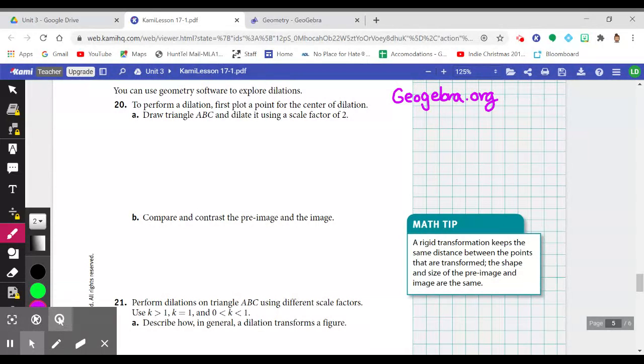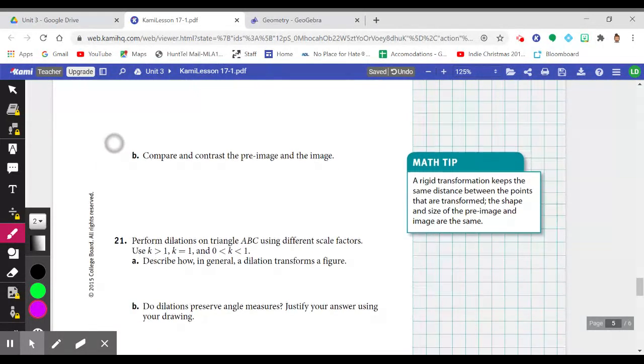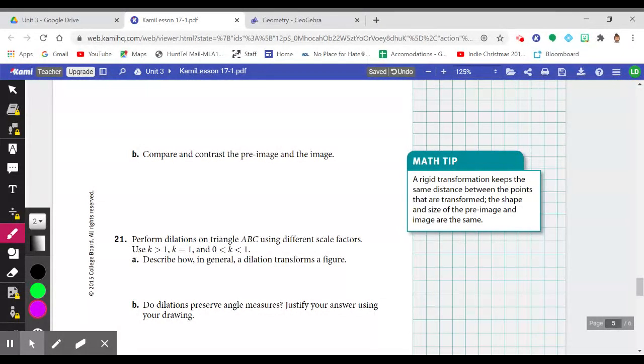But they've told us that the scale factor is 2. So right off the bat, think about it. Is it going to be an enlargement or a reduction? So that's going to help us with item B. This says compare and contrast the pre-image and the image. So maybe we're going to see how a scale factor of 2 creates a new image, and we're going to have to compare and contrast those.